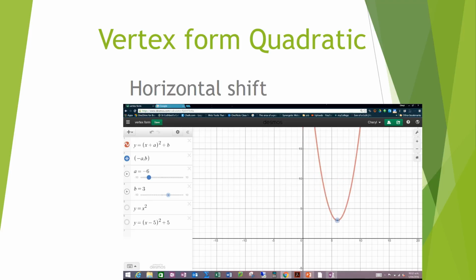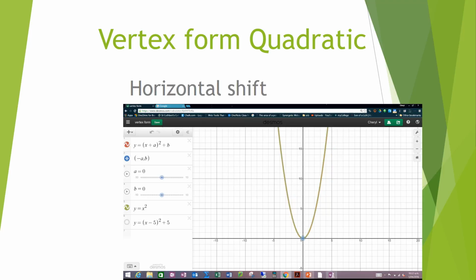And what happens is, as a changes, the quadratic shifts right and left along its vertex. I could drag it by its point. It goes right and left. And b moves the graph up and down. All right? So the parent function is always at y is equal to x squared.